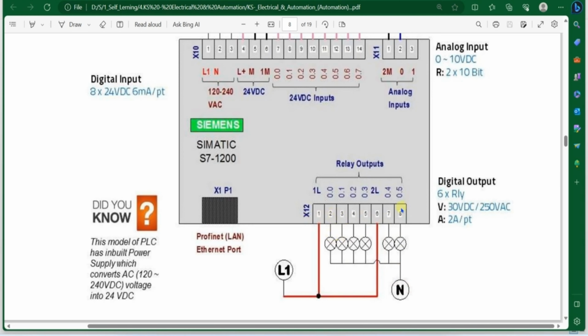Did you know this model of PLC has an inbuilt power supply that converts AC 120 to 220 volt into 24 volt DC? It means the PLC has an inbuilt AC to DC converter. You know about the AC to DC converter, which changes the AC supply to a 24 volt DC supply.